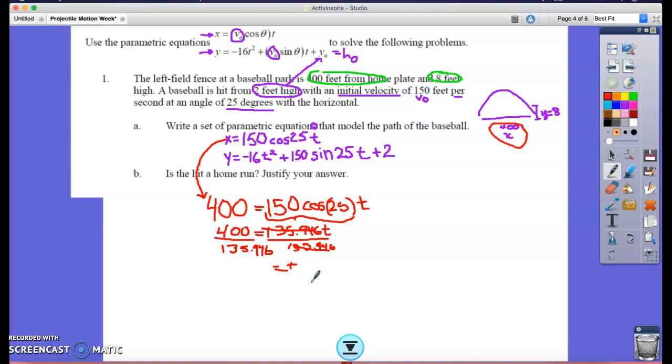400 divided by 135.946 will give me a time of 2.942. But wait, there's more. T is what links the two equations together.